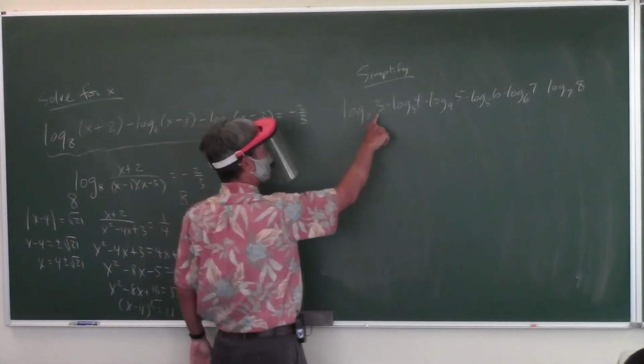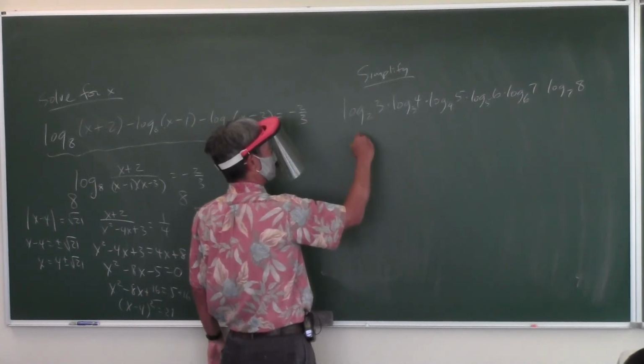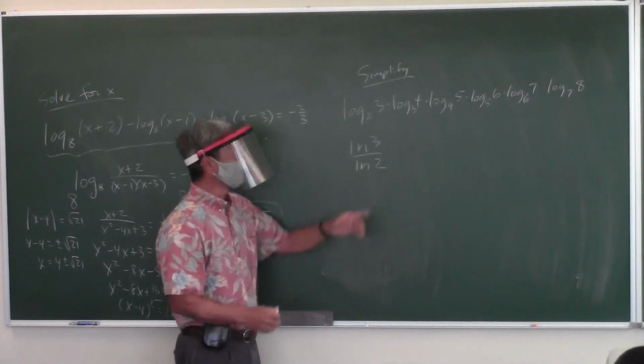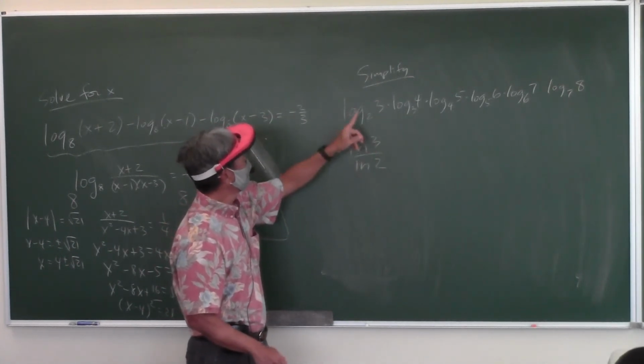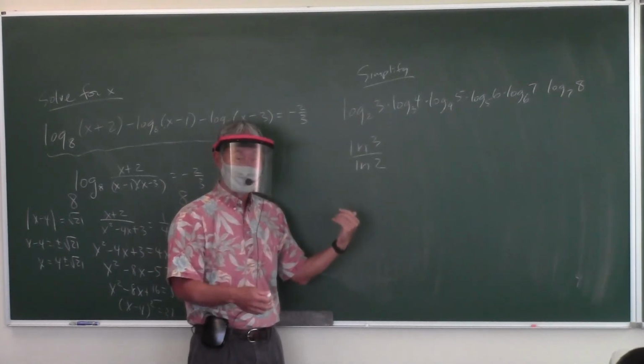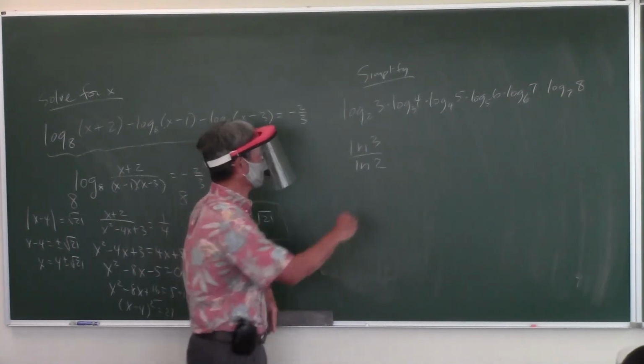So using the change of base formula, what is this? Natural log 3 over natural log 2. It's so simple. The top number goes on the top, the bottom number goes on the bottom. Right? Didn't your teacher say that last year? It's so easy. Next one.